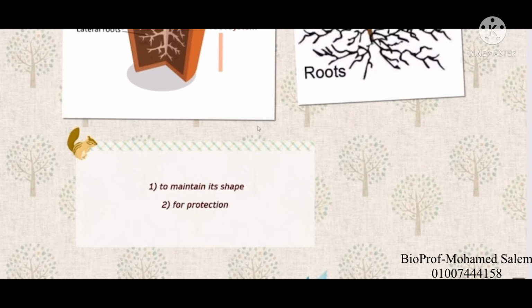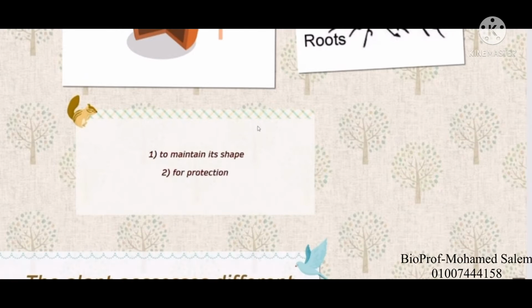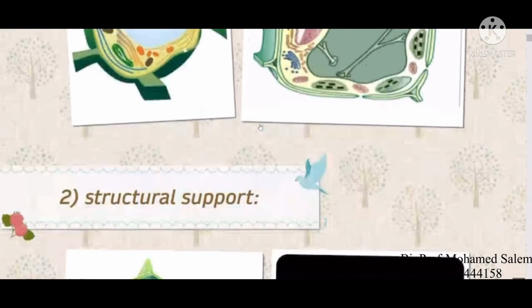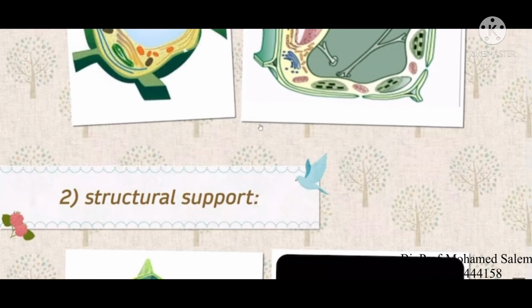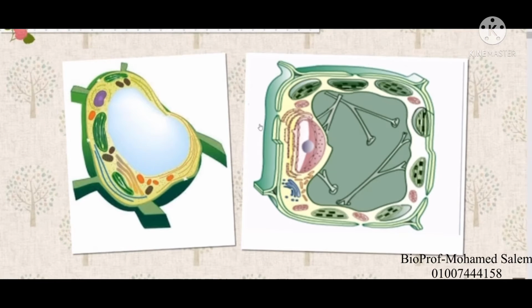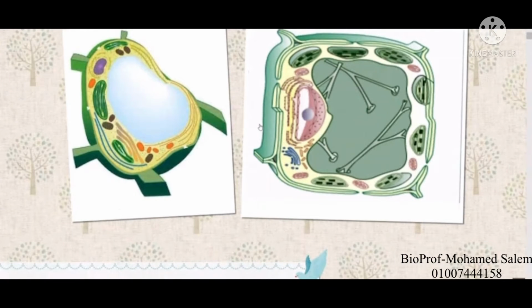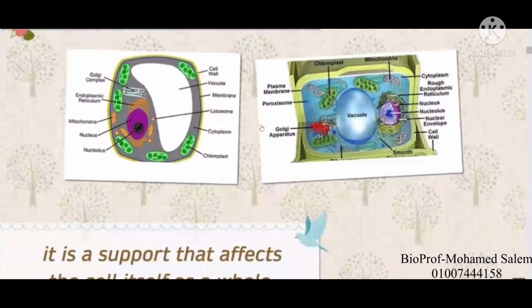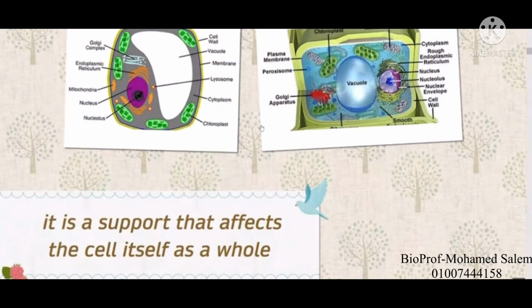And structural support. We have two types of support in plants, physiological support and structural support. So we will begin with the physiological support. From its name, the physiological support, it is a support that affects the cell itself as a whole.